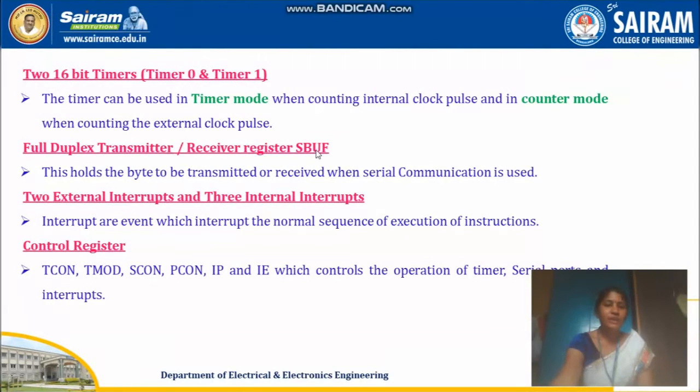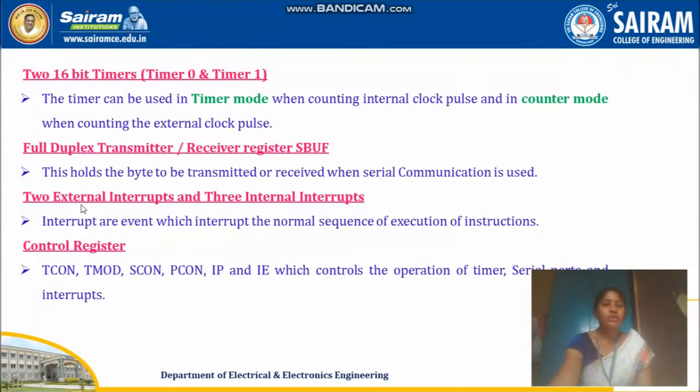Next, the transmitting SBUF. SBUF is nothing but the serial buffer. A buffer is like a register which is used when you are doing serial communication. So when you are transmitting or receiving any data, that will be stored in the SBUF register. It could be a full duplex transmitter and receiver. There are different ways of transmitting data: one is half duplex transmitting and the next one is full duplex transmitting. So this full duplex transmitter will hold the bytes to be transmitted or received when serial communication is used.